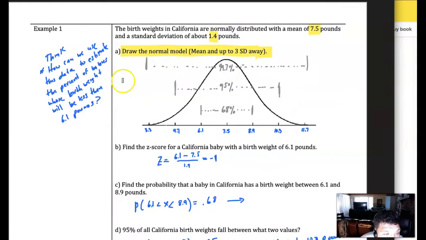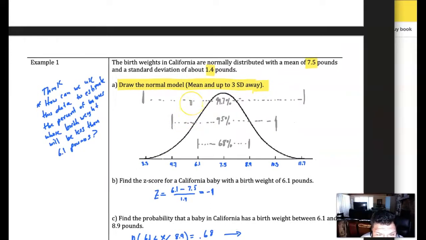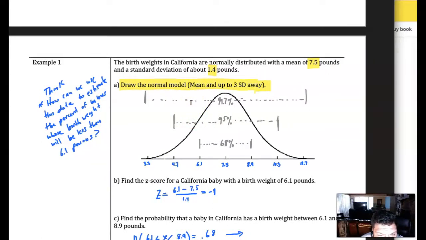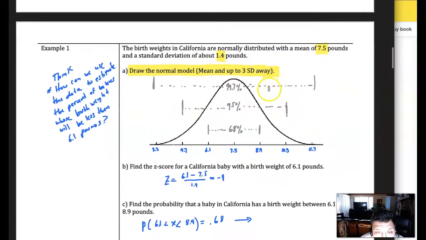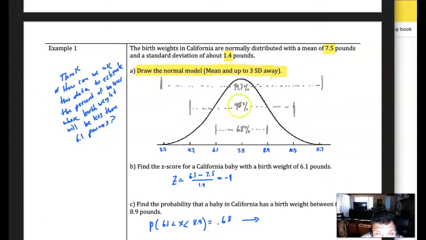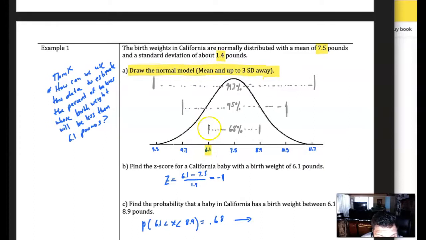less than 6.1 pounds. How would I answer? How would you know that? If someone says, what percent of children are born under 6.1 pounds, how would we estimate that? Well, we would use this normal data. We know the mean and standard deviation. Here's 6.1 right here, and with that in mind, you will see that I know 68% of the data is here.